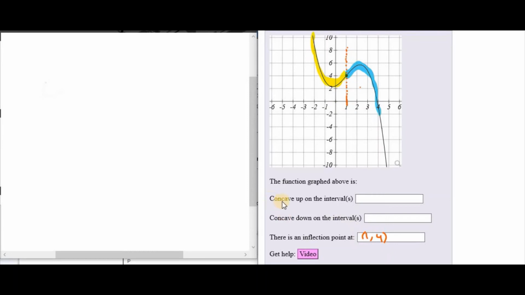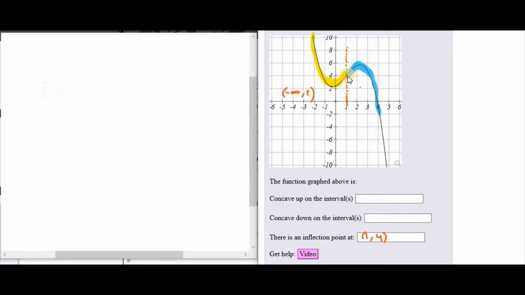Next, I will find where the function exactly is concave up and where the function is concave down. And I highlighted the part of the function that is concave up and the part of the function that is concave down. To determine the intervals, I know the function here is coming from negative infinity and it stops at x is equal to 1. So basically the first interval where the function is concave up starts from negative infinity and it stops at the value of x is equal to 1.